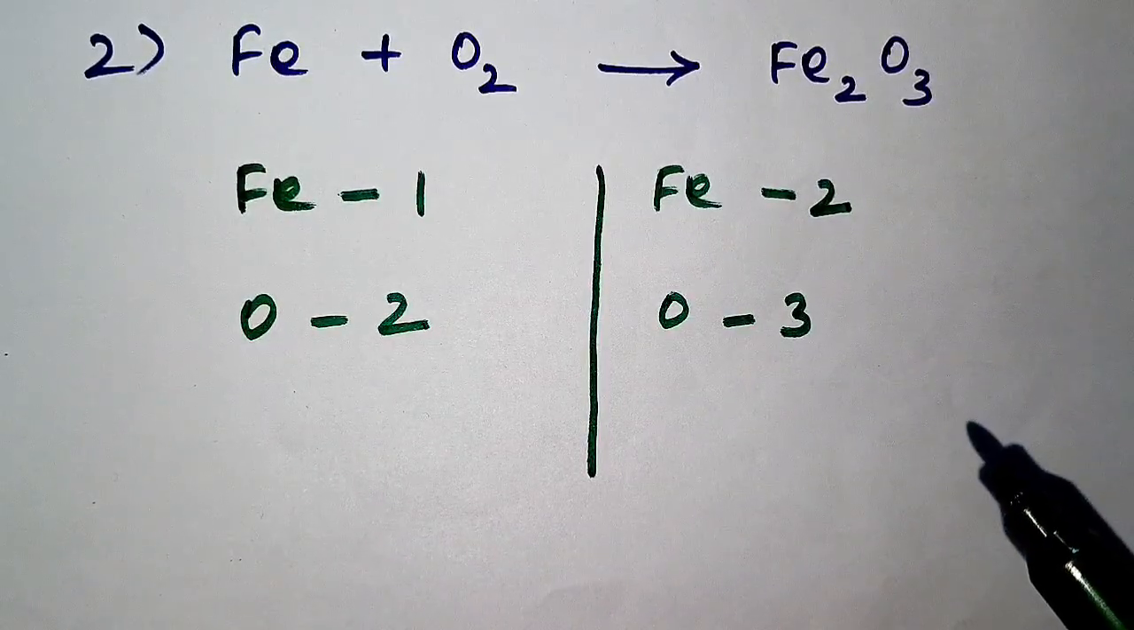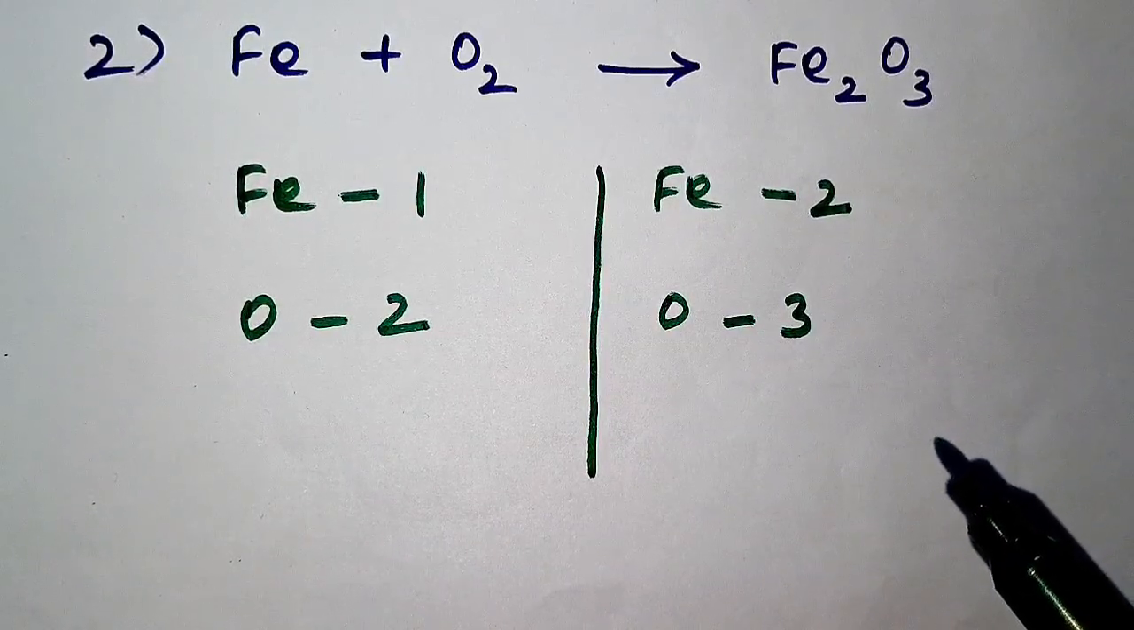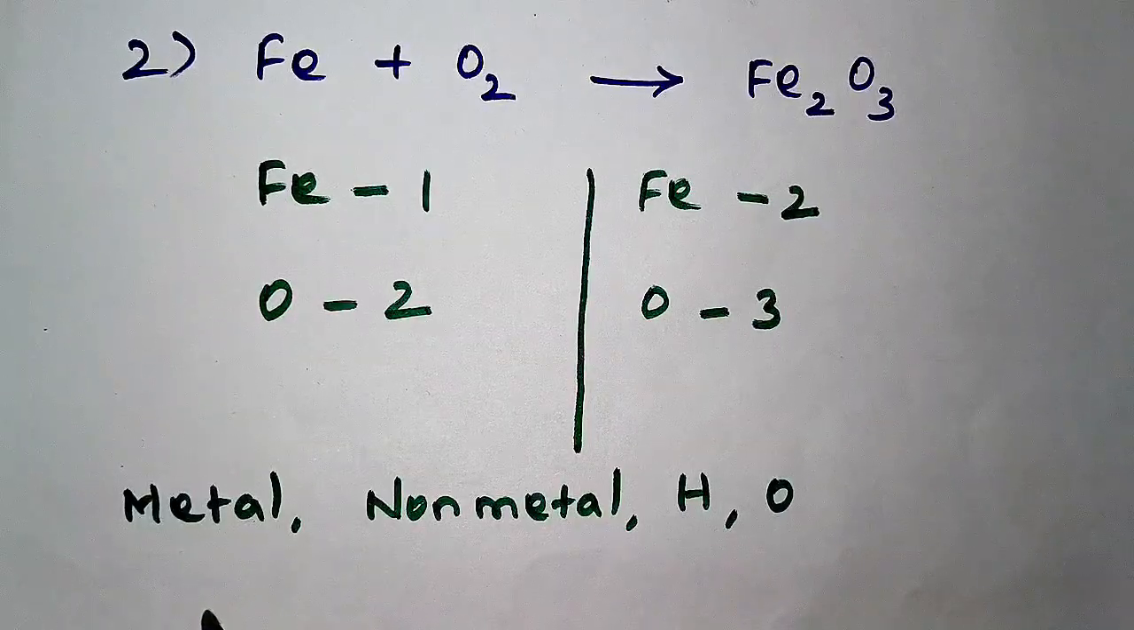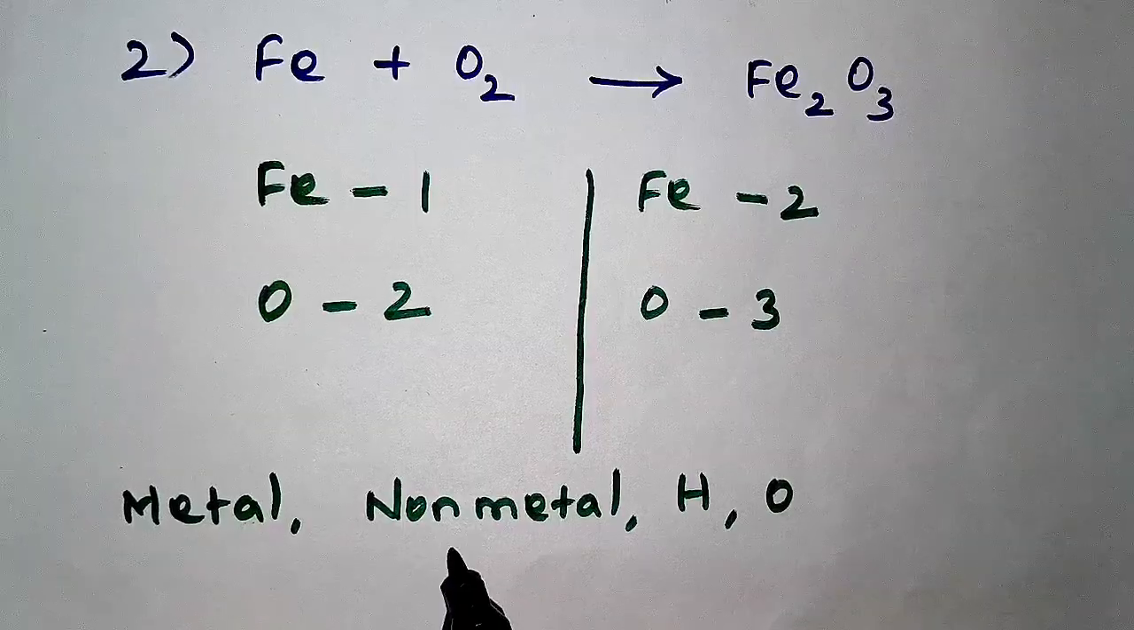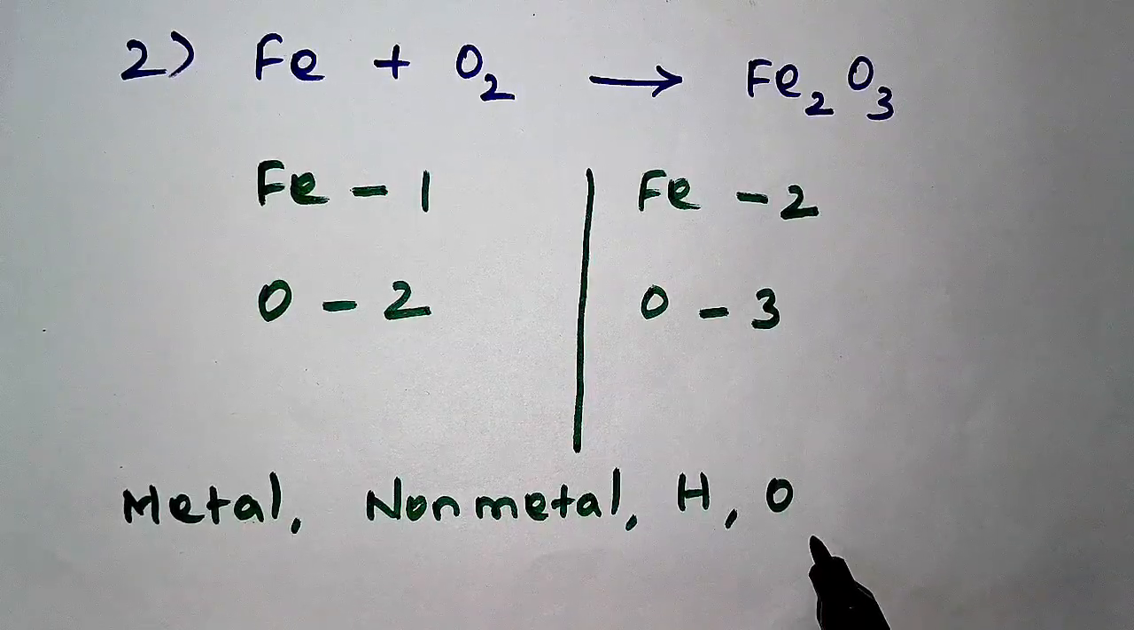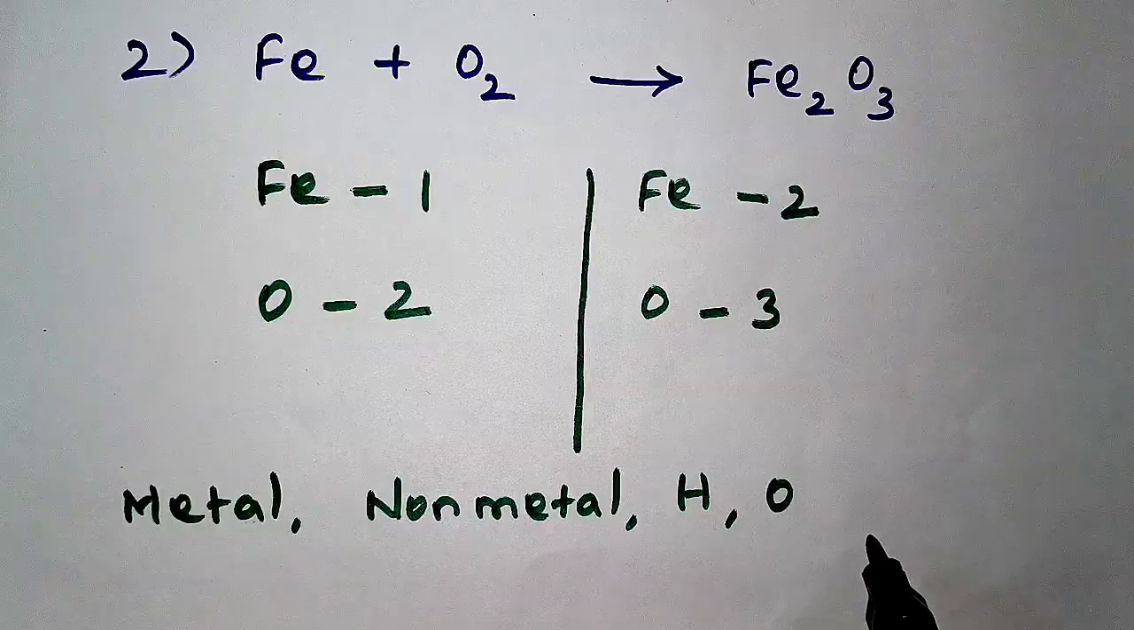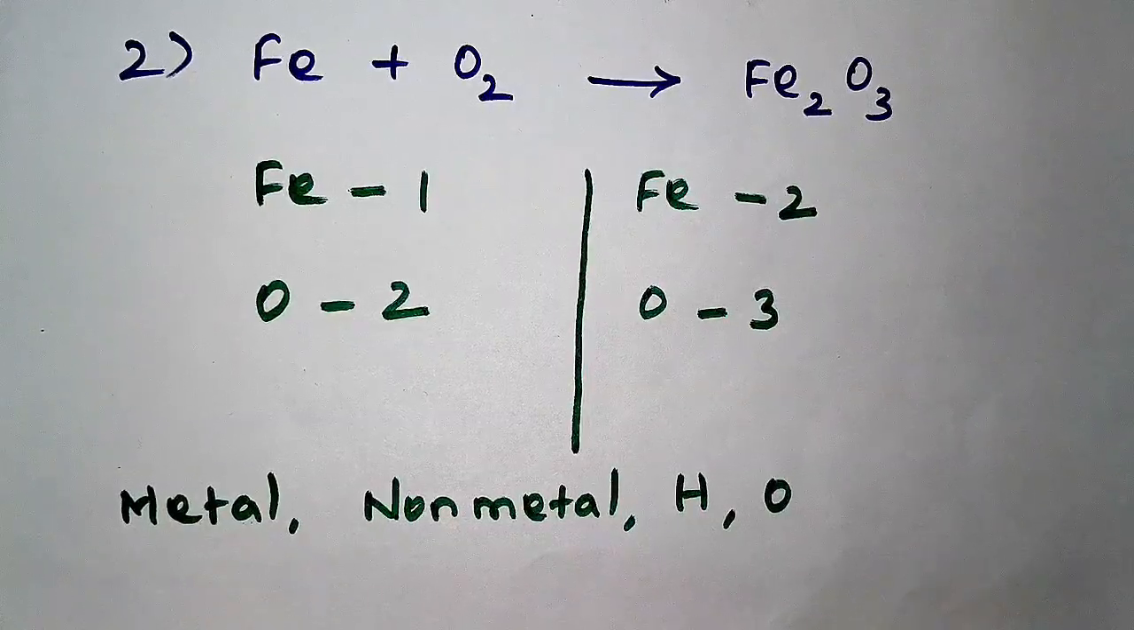Okay, and the third step is balance the reaction. When you balance a chemical reaction, first start with metal. First balance metal, then non-metal, then hydrogen, then oxygen. If you follow this approach, it is easy to balance a chemical equation, because metals are found in only one compound on each side of the equation, so it is easy to balance first. Whereas hydrogen and oxygen appear in multiple compounds.